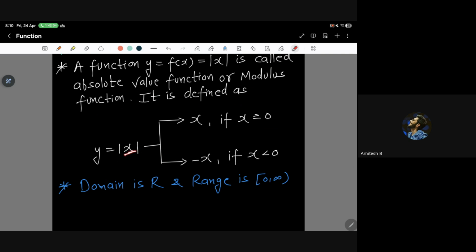But if x is a negative quantity, let's say minus 2, minus 2 becomes plus 2. So how does this become plus 2? When you have put one minus from your side, right? Whatever is inside is a negative quantity, you have added one minus from your side. So if x is a negative quantity, you have added a minus from your side. So for x less than 0, it will open with a minus sign.